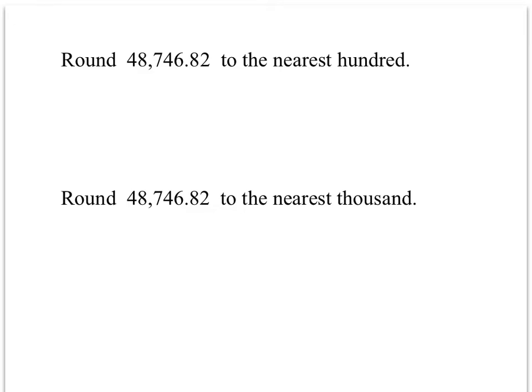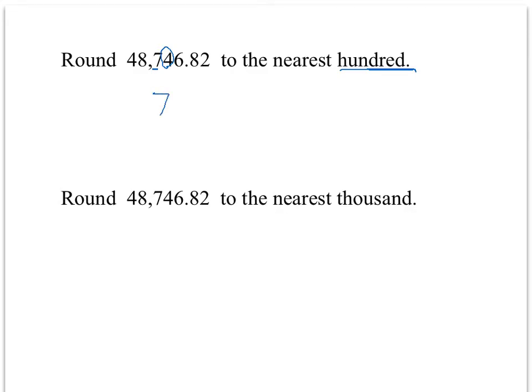I'm going to round 48,746.82 to the nearest hundred. Step 1, I'm going to identify the hundred's place value, and that is held by the 7. Step 2, I'm going to look at the digit to the right of that, that's a 4. Because that number is less than 5, the 7 stays the same, just leave it the same.